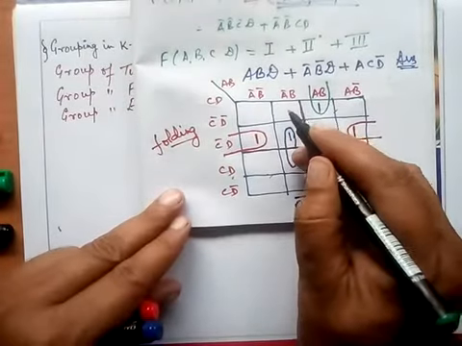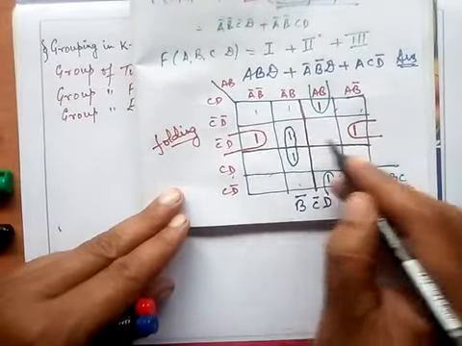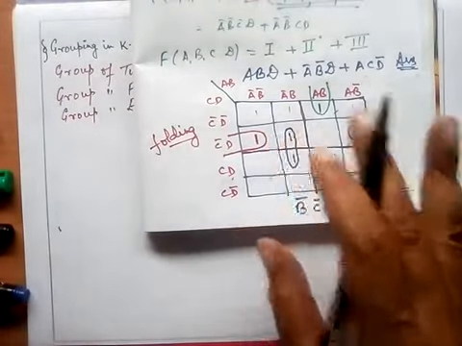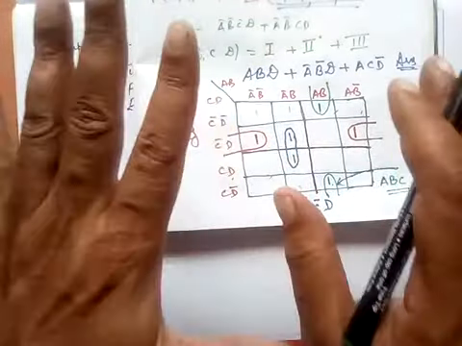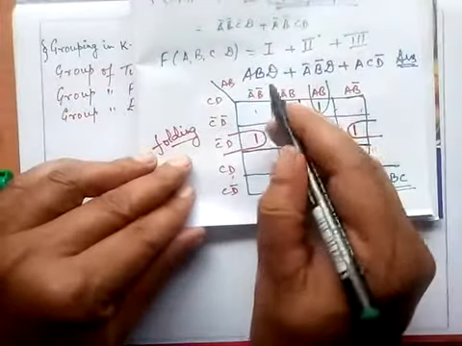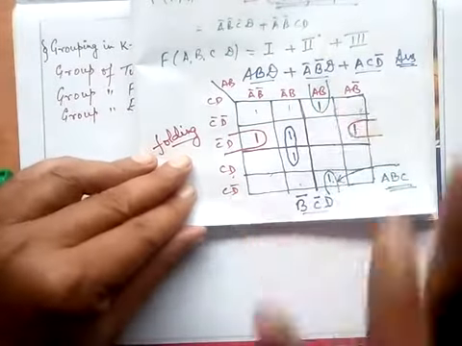So this is called folding. Folding can be made between these two. Folding can be made between these two. Folding can be made between these two, and so on. So I hope that this pairing is clear to you for a minterm, and what is the resultant minimized product for this. I hope that this is clear to you.